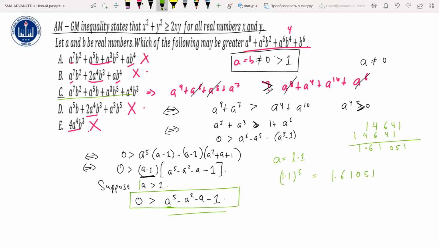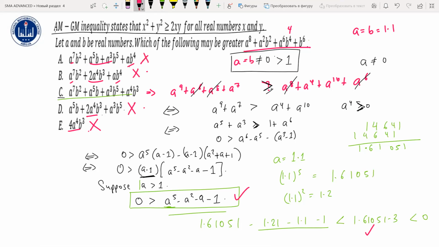Then 1.1 squared, we know, is 1.21. So we have 1.61051 minus 1.21 minus 1.1 minus 1. Clearly this is greater than 3, so this is less than 1.61051 minus 3, which is definitely less than 0. So as we have shown, this is actually less than 0, and this satisfies our inequality here. So A equals B equals 1.1 is a counterexample.